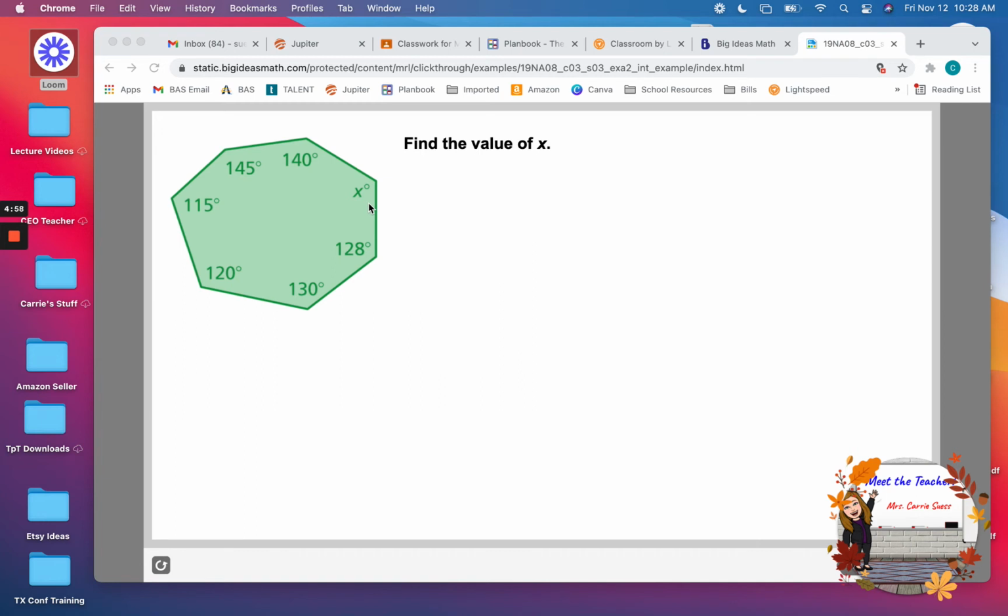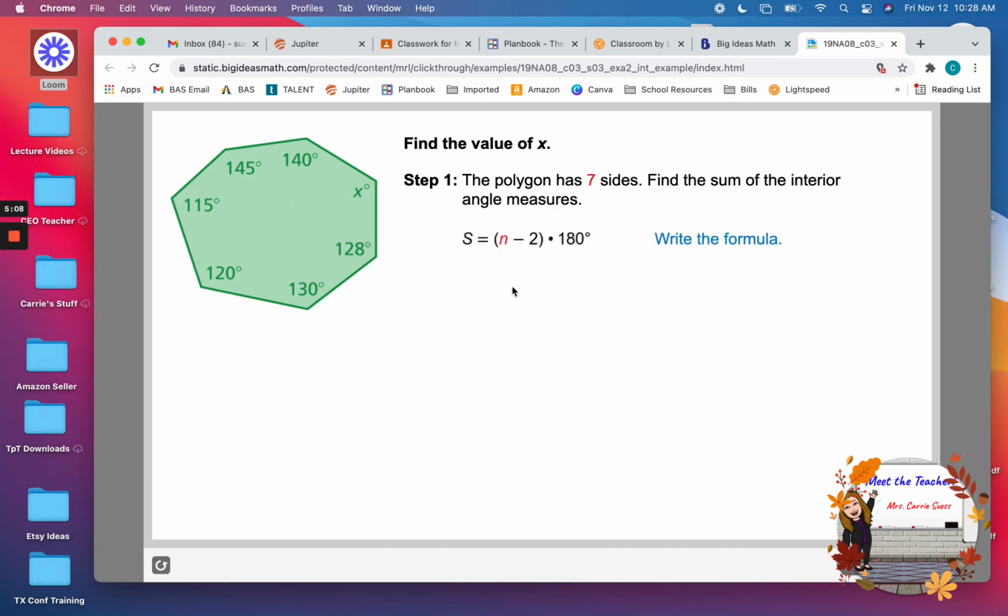Go ahead, Josh. N minus 2. Yeah, we can use our sum of interior angles formula. How many sides does this polygon have? 7. Very good. So we're going to plug that in where the n goes. 7 minus 2 times 180 to find out how much all of these angles should add up to be.